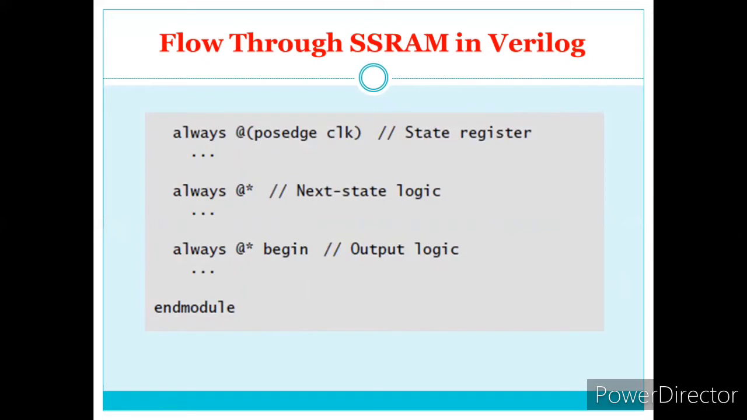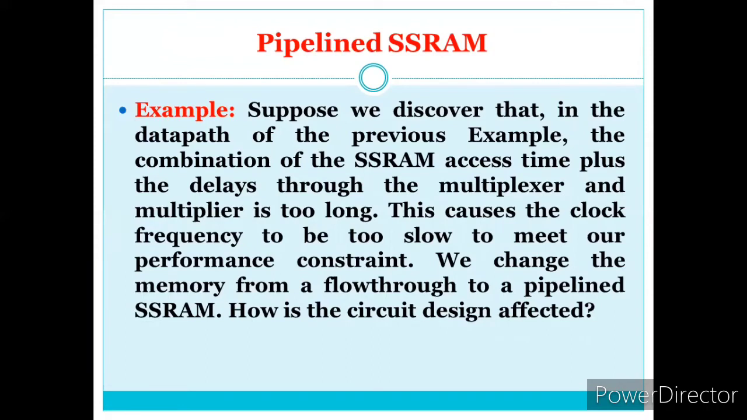Now let us concentrate on the pipeline SSRAM. What changes do we have to make to the flow-through SSRAM for the same previous problem? Suppose we discover that in the data path of the previous example, the combination of SSRAM access time plus the delay through the multiplexer and the multiplier is too long. If it is too long, this causes the clock frequency to be slow and not meet our performance constraint, so it may create a problem in the design.